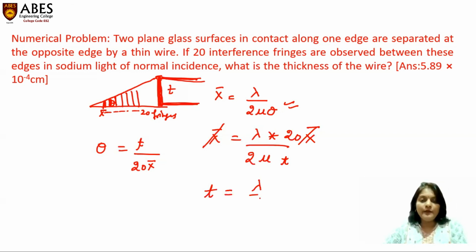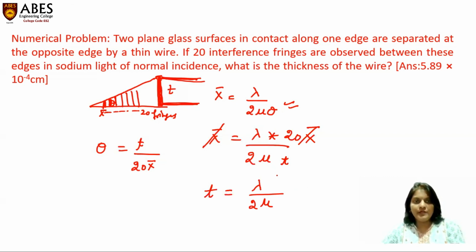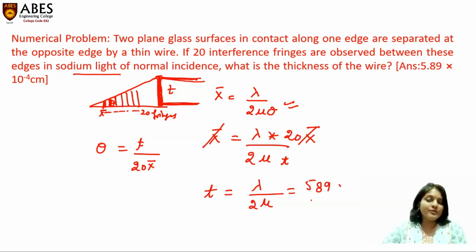And lambda upon 2 mu. Lambda should be given in the question: 20 fringes with sodium light of normal incidence. We know that the standard value for sodium light is 5890. If it is given, then it's okay, but if the source is given, we should remember the value of lambda. It is 5890 angstrom upon 2 mu.